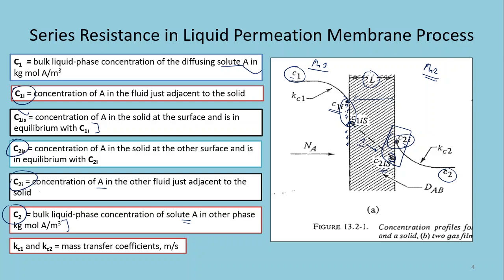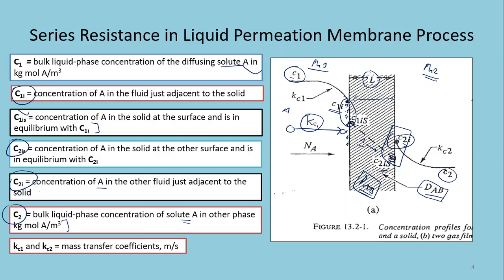The movement of A in the solid is defined by the diffusivity, this property. DAB is the diffusivity of A in the solid, and the movement is governed by this equation. We'll discuss the equation. The movement of A in the liquid phase from the bulk to the surface is governed by the equation with Kc1. This is basically the mass transfer coefficient.